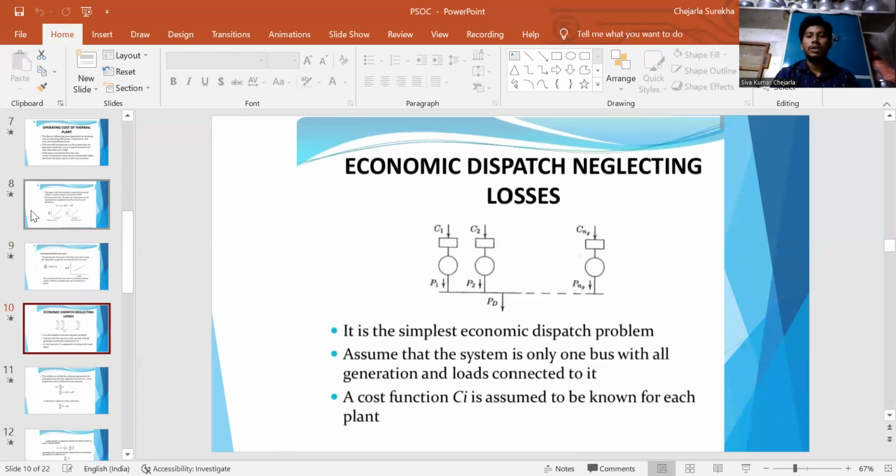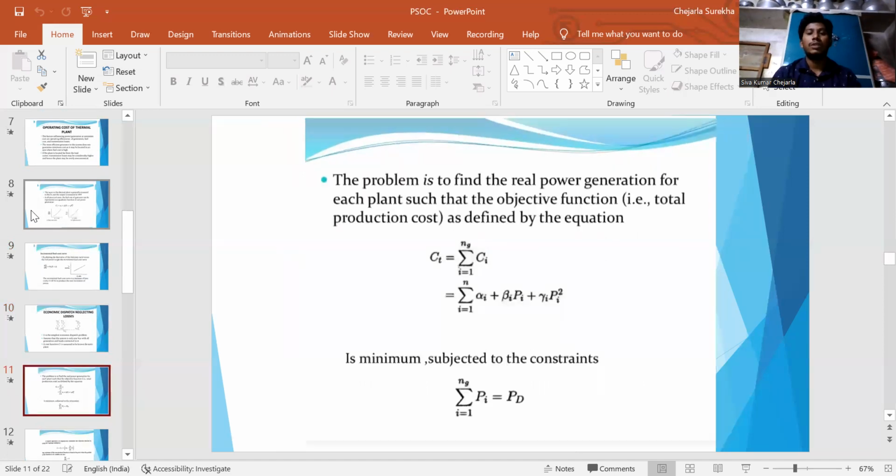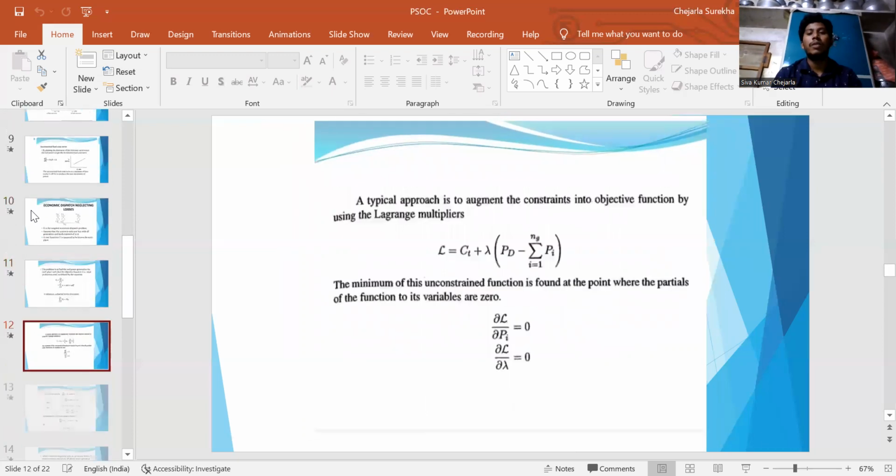Economic dispatch neglecting losses. It is the simplest economic dispatch problem, and we assume the system is only one bus with all generation and load connected to it. A cost function C_i is assumed to be a known function. The problem is to find the real power generation for each plant such that the objective function, the total production cost C_T, equal to the summation of the generating plant costs C_i, is minimized, subject to the sum of the input powers being equal to the power demand.